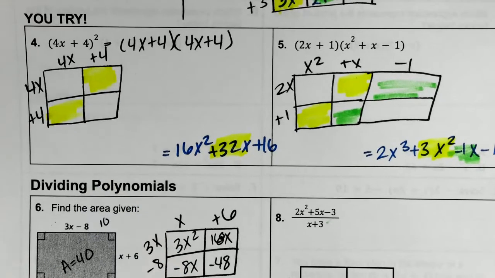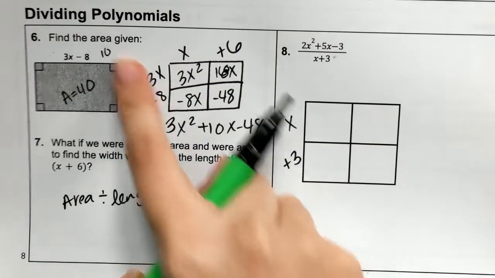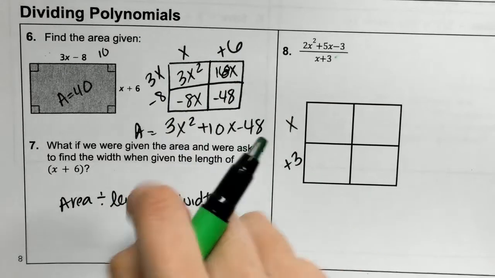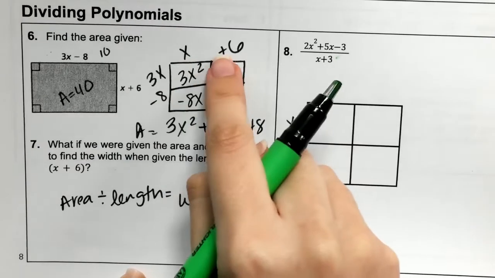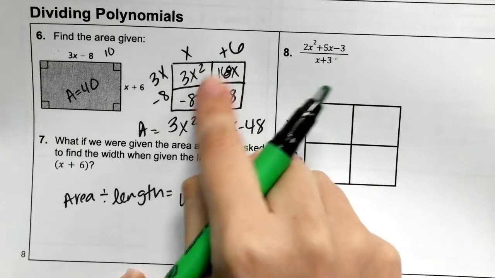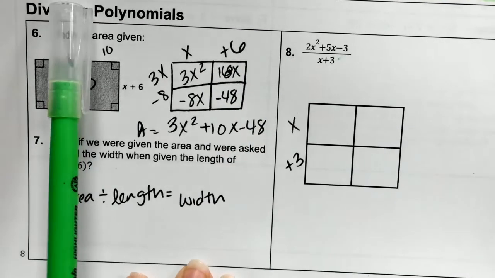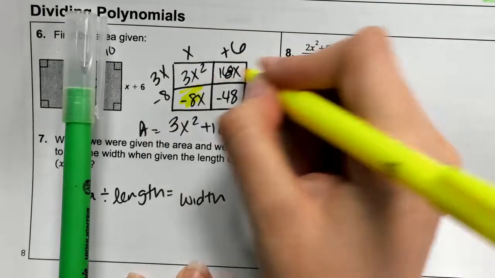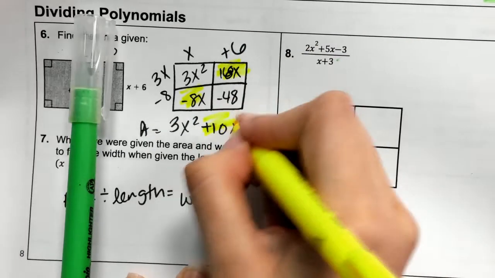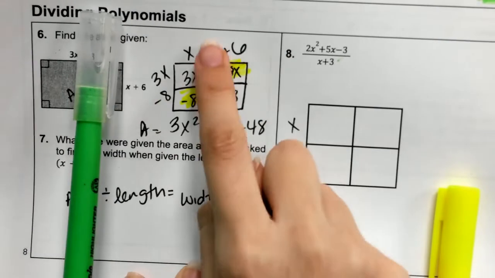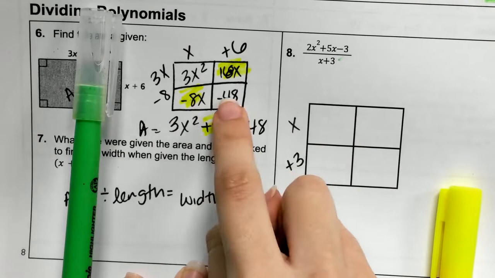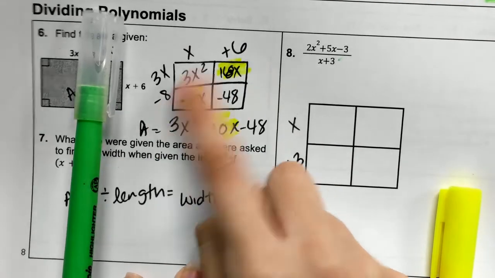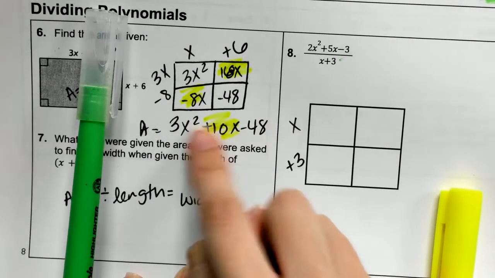Let's move on to dividing polynomials. Now this is another area problem where they're giving you two of the sides. We know area is length times width, so 3x minus 8 times x plus 6. I filled out my box, combined my diagonals: negative 8 plus 18x is positive 10x. 3x times x is 3x squared. Negative 8 times 6 is negative 48, stays the same.